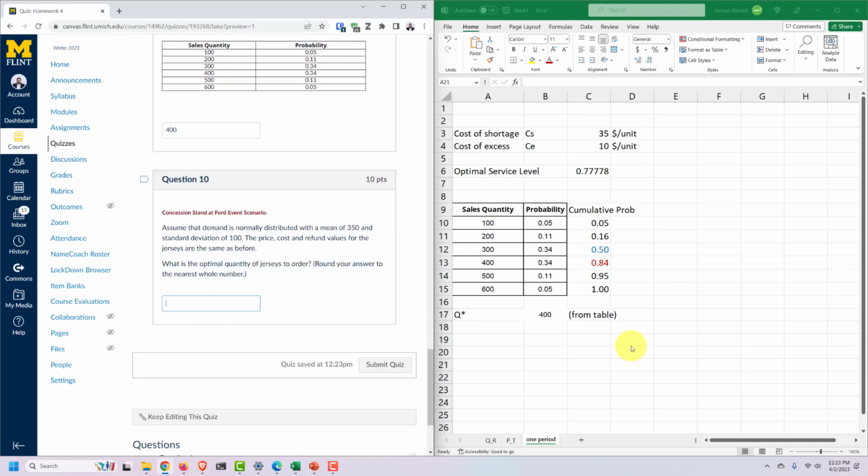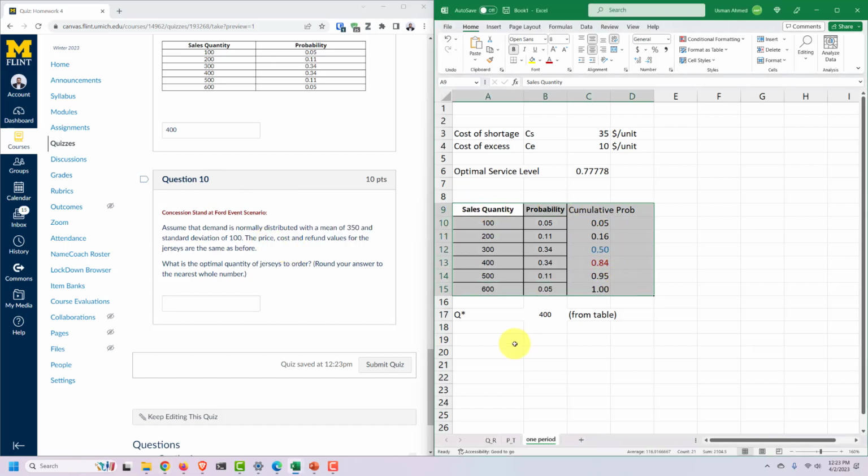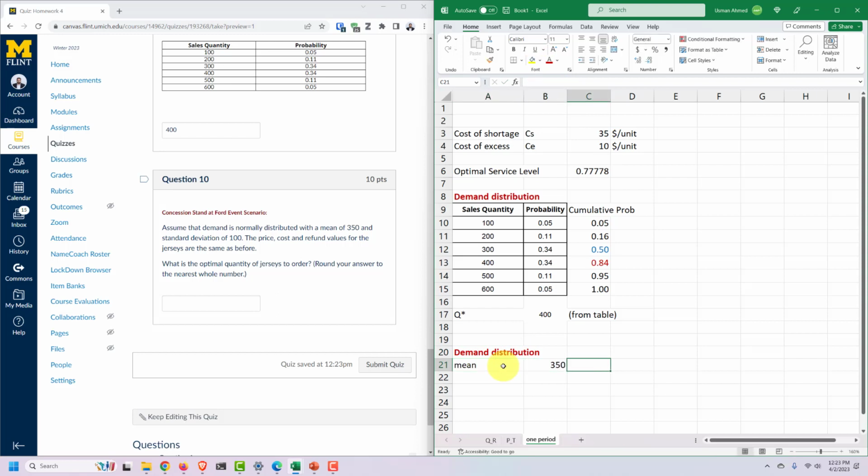Okay, now it's the same question, question 10. Assume that instead of this distribution, this table is no longer valid. So the demand distribution, which was given by the table before, is now given by a mean of 350 units and a standard deviation of demand of 100. And it's normally distributed. So what is the optimal quantity of jerseys to order?